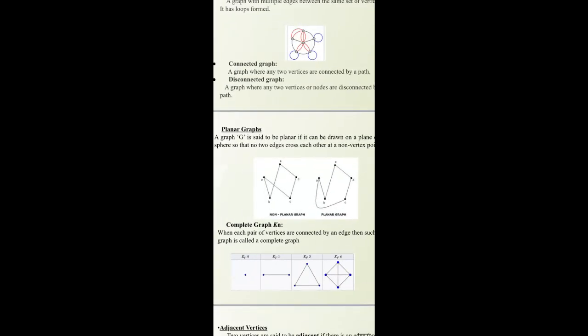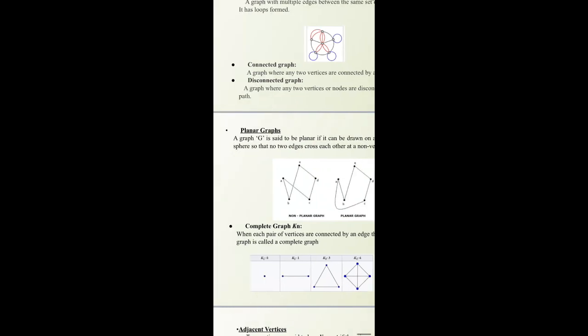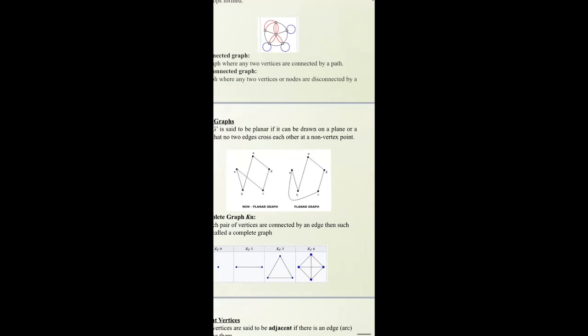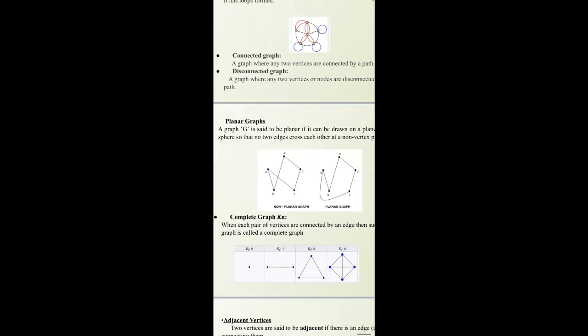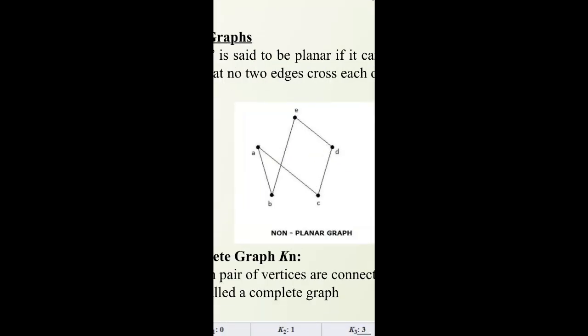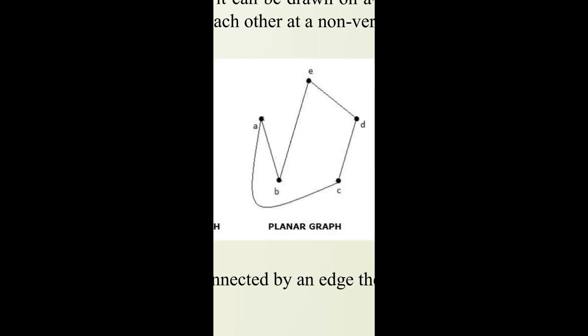Next is planar graph. A graph G is said to be planar if it can be drawn on a plane or a sphere so that no two edges cross each other at a non-vertex point. If any two edges cross, then it is called a non-planar graph. First, in this example we can see edge AC and edge BE cross each other, so this is called a non-planar graph. And here, no two edges cross each other. This is called a planar graph.